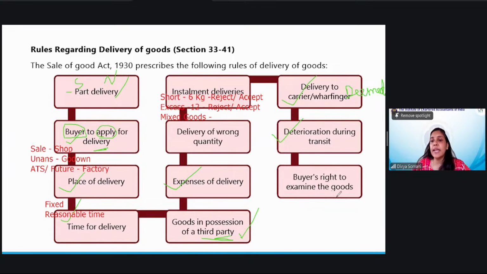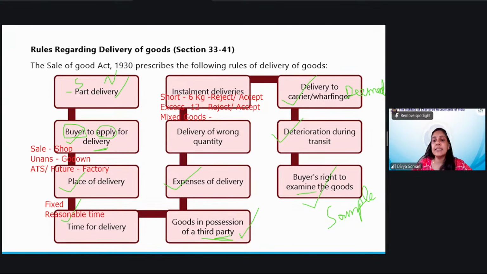Then next is buyer's right to examine the goods. This point you have studied when you were discussing the implied condition as to sample. So whenever goods are taken based on some sample, then the buyer has a right to examine the goods. And even if it is not on sample, you have just ordered the goods online, you have the right to examine whether the goods are same or not, as I had ordered. If they are not same, you can simply return them. So that is what is mentioned here.